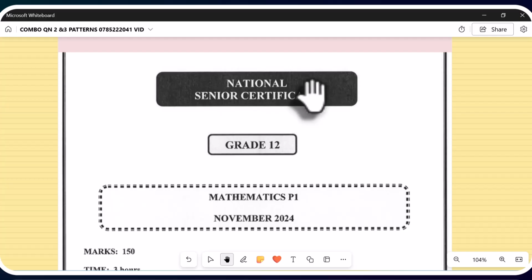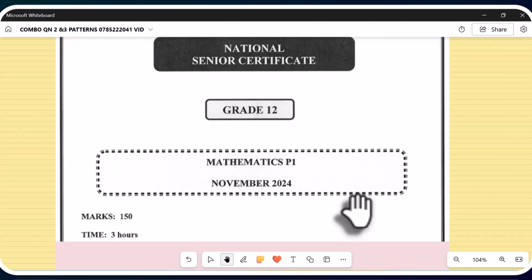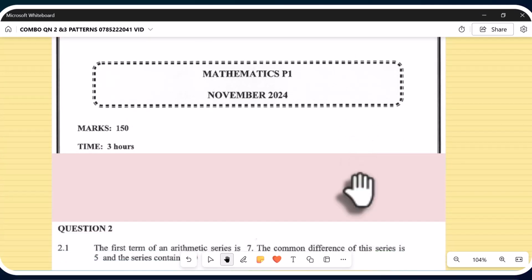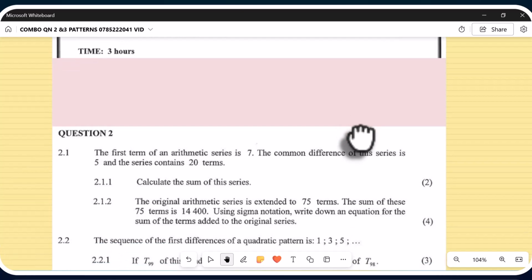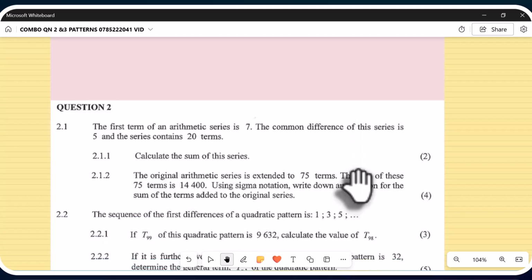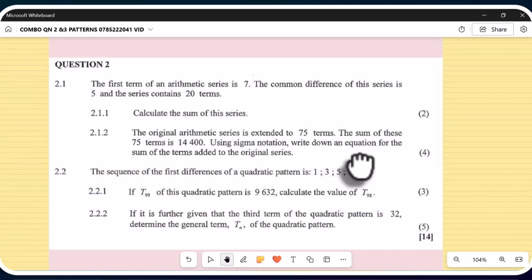Today I want us to do this combo about number patterns, and our target is to do questions 1, 2, and 3 for the trials, including November 2024 and then May, June 2025. Before we do our trials, we want to see what last year's learners were supposed to do for questions 2 and 3. As we do this, please try to understand how we do them so that you can use the same understanding to do your November exam.